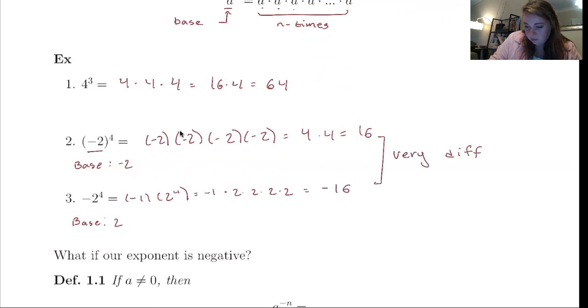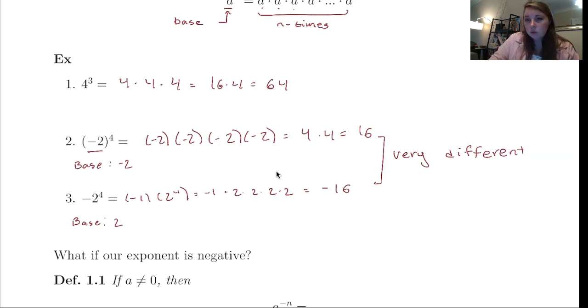So the difference in the bases is really important because you can see how different these answers are. One's positive 16, one's -16. If I'm calculating something and I forget that negative, especially if you're putting it in your calculator, it will spit out a wrong number. So just be careful with your base, so that parentheses always makes it clear what our base is.